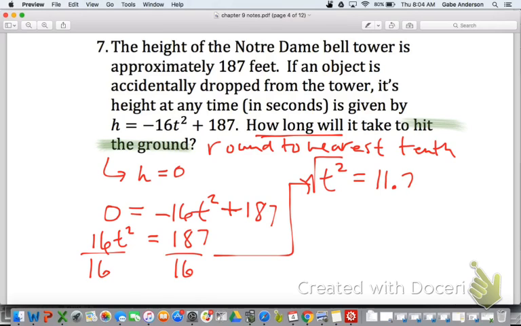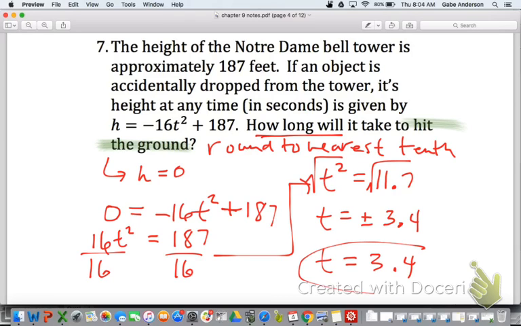Then, after you've done that, you square root both sides. You get t equals plus or minus approximately 3.4 if you round to the nearest tenths place. Just the plus, right? Because the object's not going to hit the ground 3.4 seconds before you dropped it. So we would just say 3.4 seconds for the time to hit the ground.